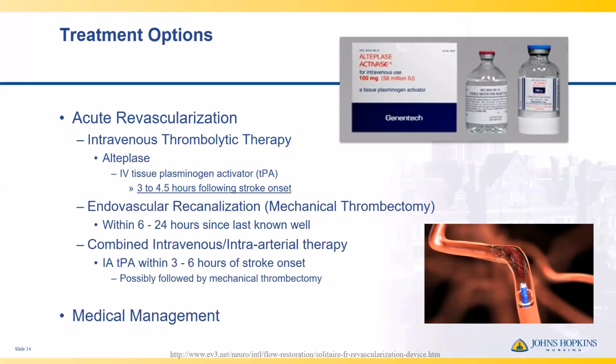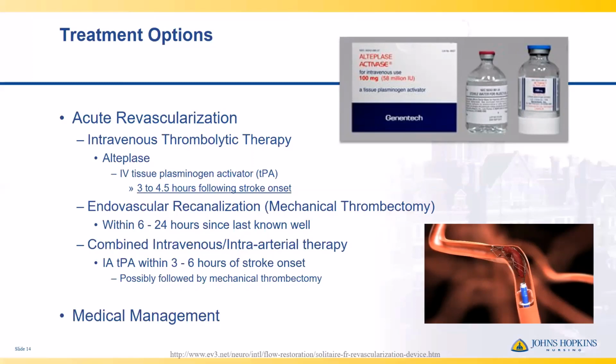As well, options we have include endovascular recanalization with a mechanical thrombectomy. You can see here in the picture at the bottom right where we have stent retrievers that go in to actually pull out the clot. This we try to do within 6 and up to 24 hours since the patient was last known well.